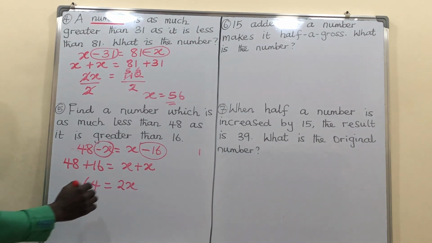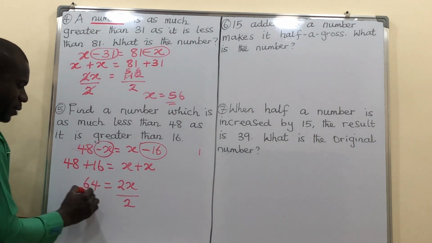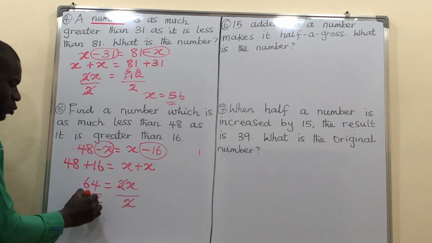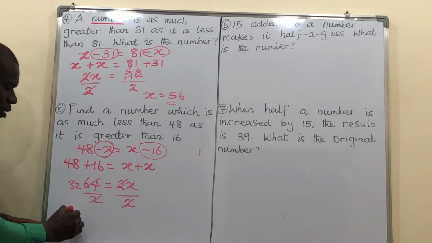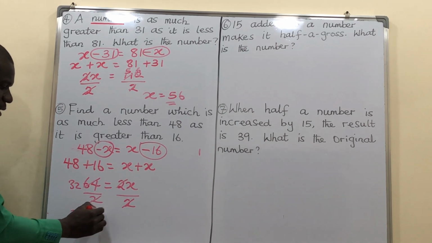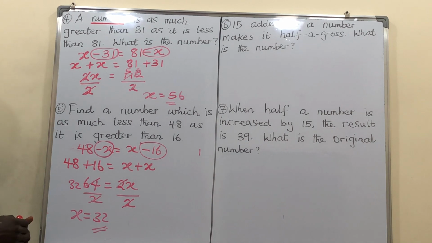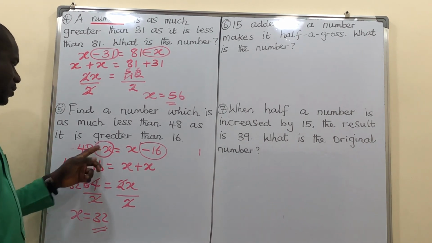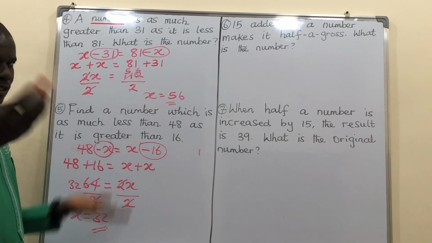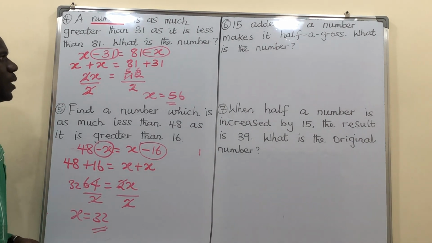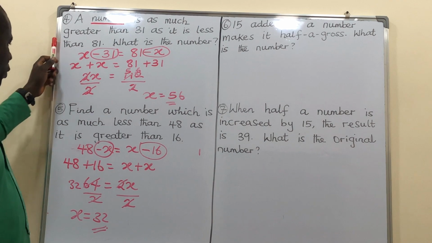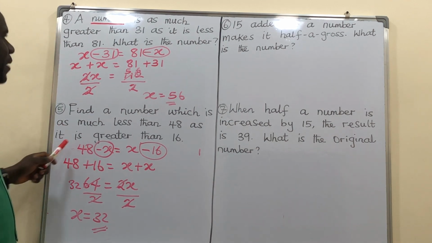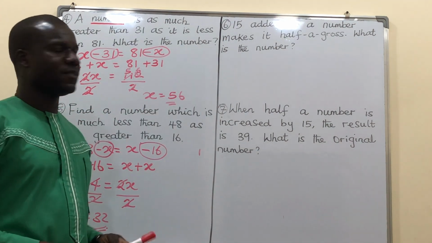To get the number, I'm going to divide both sides by 2. 2 cancels 2. 2 into 64 is 32. So the number represented by x is 32. You can also verify the answer. Okay, 48 minus 32 equals 32 minus 16, should give you the same thing. Alright, now we are done with question 4, question 5. Let's look at question 6.